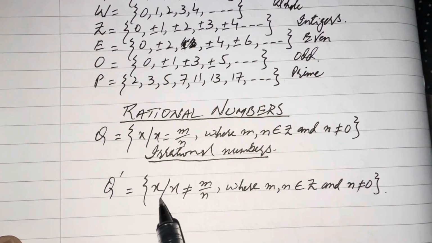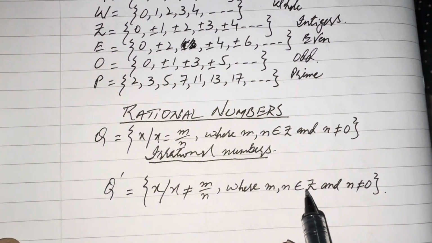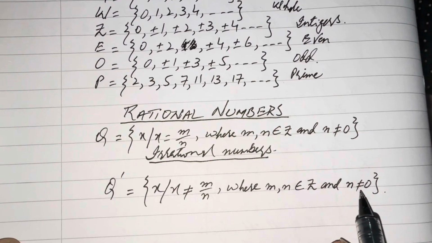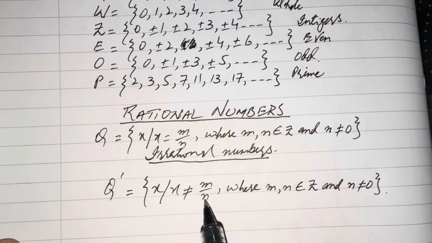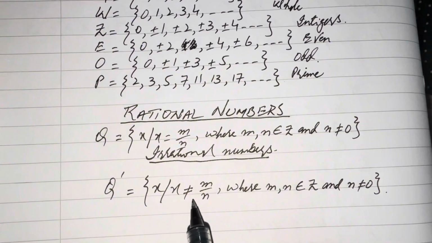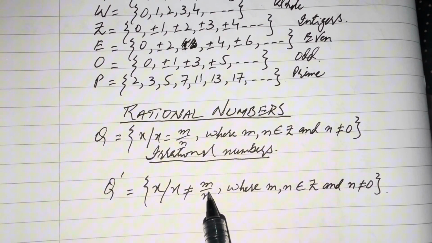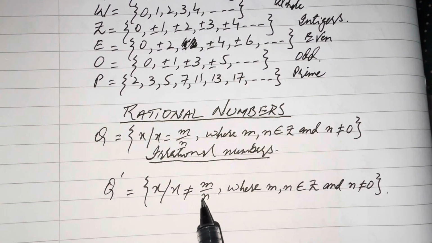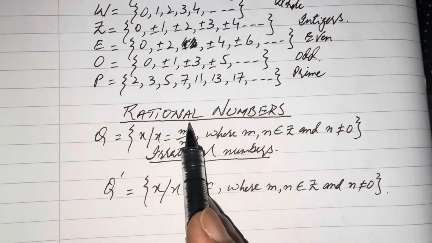Irrational numbers are those numbers which cannot be written in fractional form or m over n form, where m and n always belong to integers and n is not equal to 0. N not equal to 0 means the denominator will not be equal to 0. So irrational numbers cannot be written in m over n form. We can say that irrational numbers are those numbers which are not rational numbers.